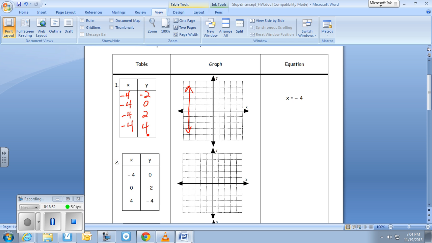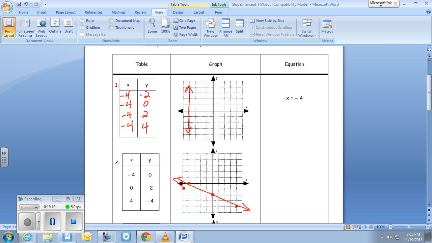On number 2, I'm given the x and y values in a table, so I'm going to plot those first. I have one at negative 4, 0. I have one at 0, negative 2. And I have another point at 4, negative 4. I can connect those. That's what the graph looks like.